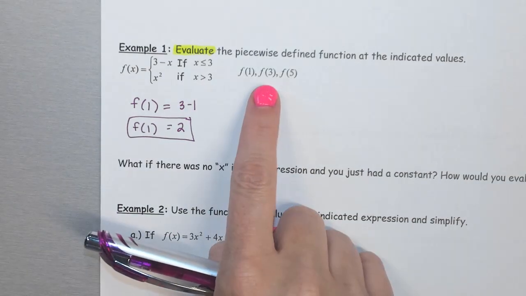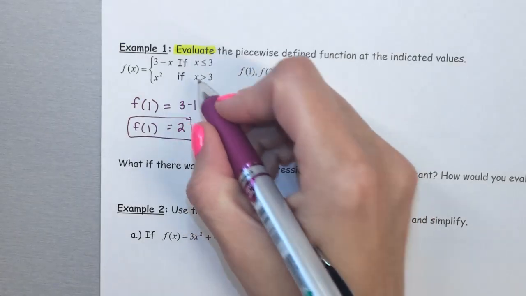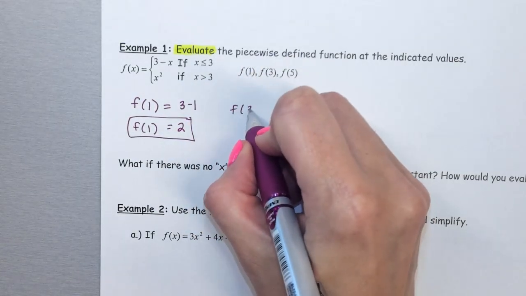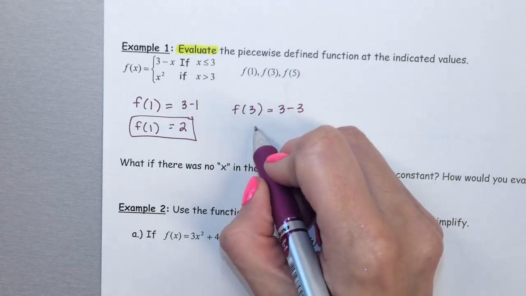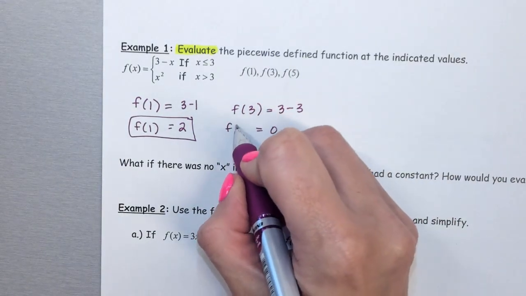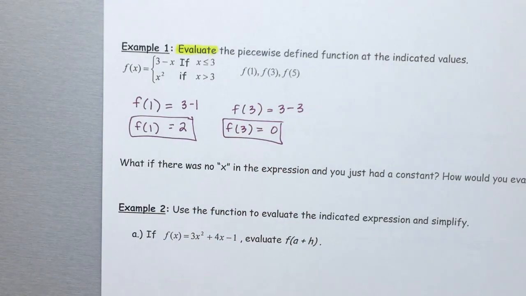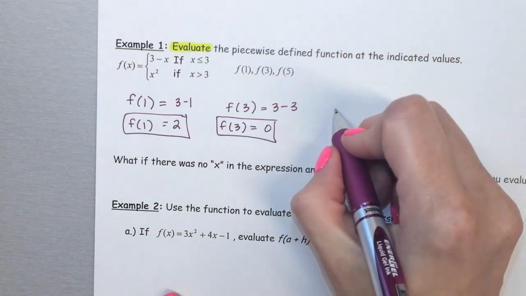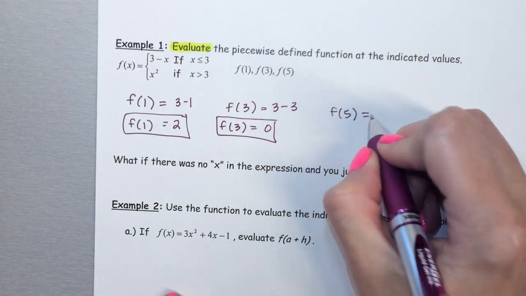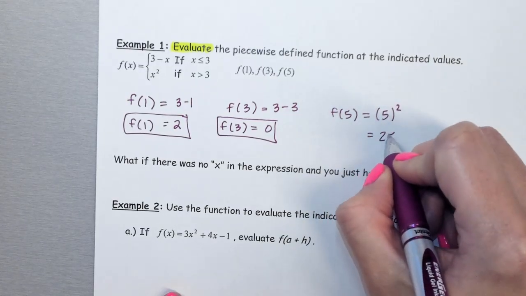For f of 3, these both contain 3, but this one is the equal to, so we're going to use that first equation again. So 3 minus 3 is going to be 0, so f of 3 is equal to 0. And then f of 5 is going to fall in x is greater than 3, so for f of 5 we're going to plug in for x. 5 squared we know is 25.